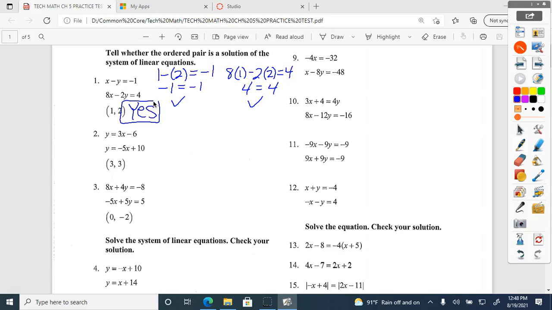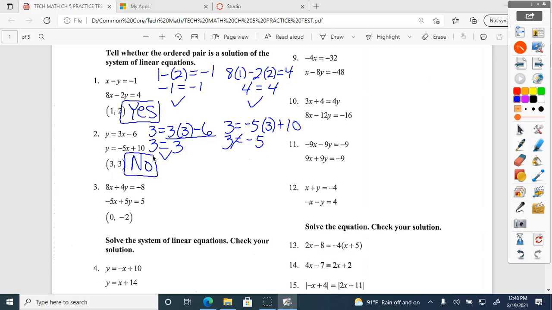You can do this, you can do the actual thing. All right. 3 and 3 here. 3 equals 3 times 3 minus 6. Again, you can put all of that in your calculator if you want to. What is 9 minus 6? 3. So that one checked out. 3 equals -5 times 3 plus 10. That's -15 plus 10, which would be -5. Is that true? No. So this one is a no. Any questions? Everybody's good? Awesome.